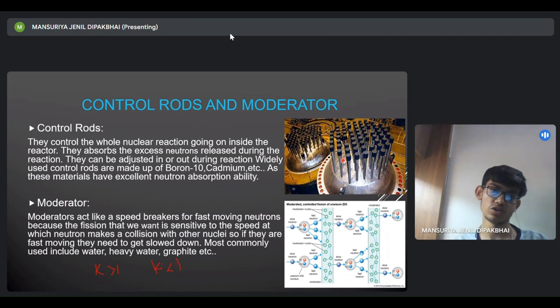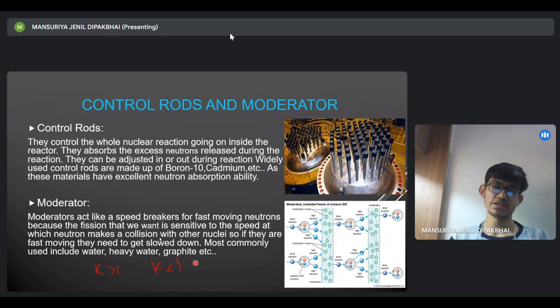Control rods control the whole nuclear reaction. As we can see, they are in this type of formation. They absorb the excess neutrons inside the reactor. K is known as the neutron multiplication constant. It is given as the ratio of neutrons produced in a fission reaction to neutrons produced in the previous fission reaction. If K is greater than 1, then it is known as a supercritical situation in which the neutrons are in excess, and if not controlled then it can lead to hazard and an atomic blast.